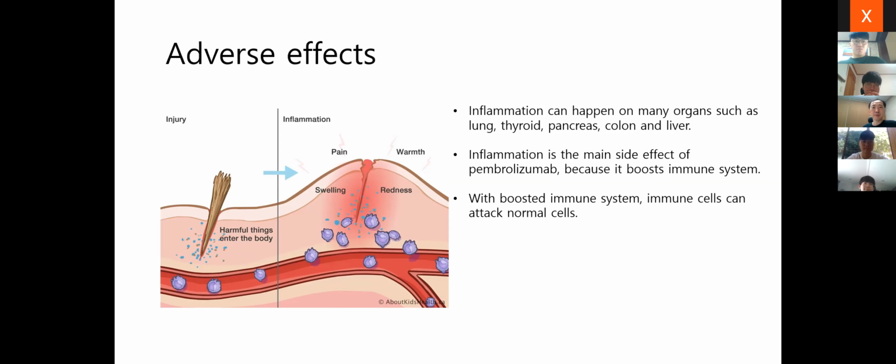So the boosted immune system can kill normal cells very much. As for the adverse effects for that, inflammation can happen on many sites, such as lung, thyroid, pancreas, colon and liver.